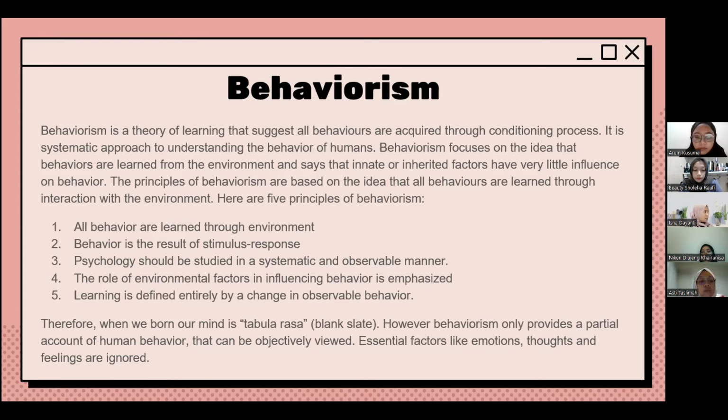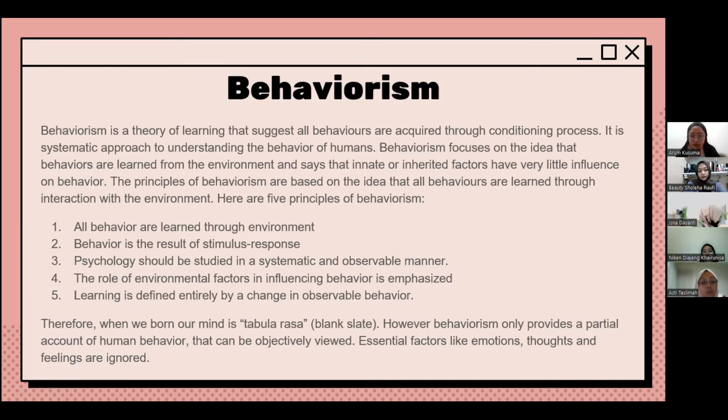The principles of behaviorism are based on the idea that all behaviors are learned through interaction with the environment. Here are the five principles of behaviorism. First, all behavior is learned through the environment. The second, behavior is the result of stimulus and response. The third, psychology should be studied in a systematic and observable manner. And the fourth, the role of environmental factors in influencing behavior is emphasized. The fifth, learning is defined entirely by a change in observable behavior.